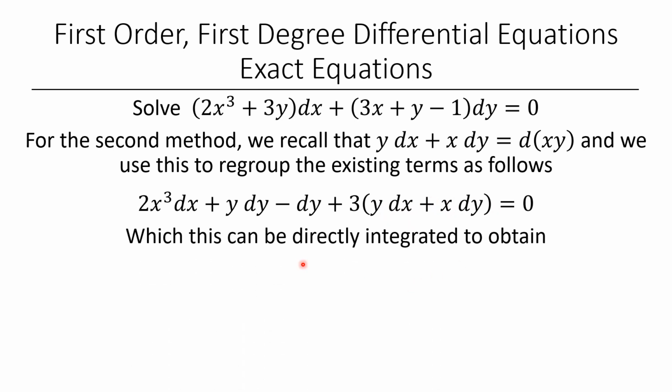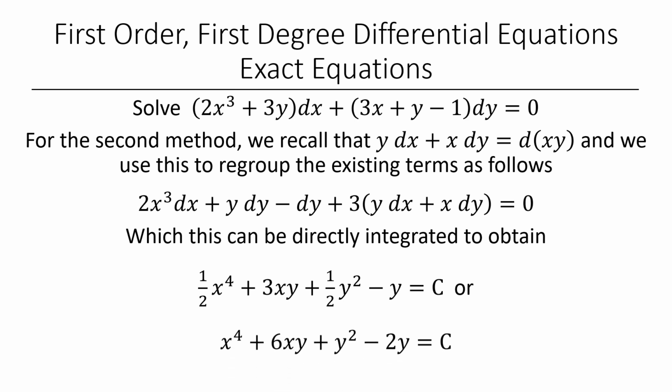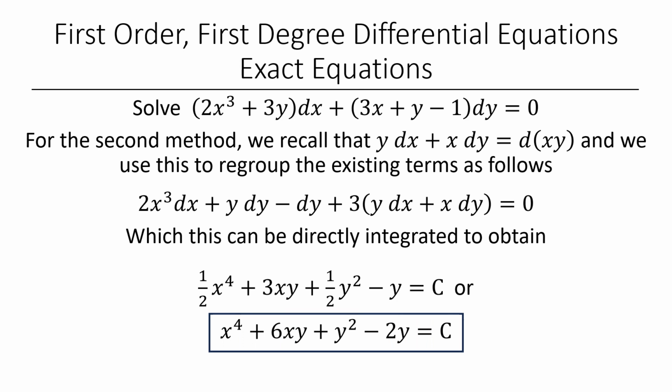So this being the case, we can now just integrate this directly. And when we do, as before, going term by term, it's just 1/2 x to the 4th, 3xy, that's this term here, 1/2 y squared here, and minus y equal to C. Or again, multiplying through by a factor of 2, you can see we get the exact same solution as we got before. So two different ways to solve an exact differential equation.